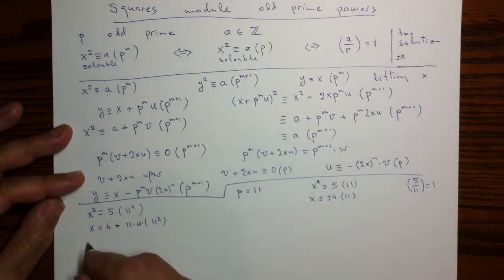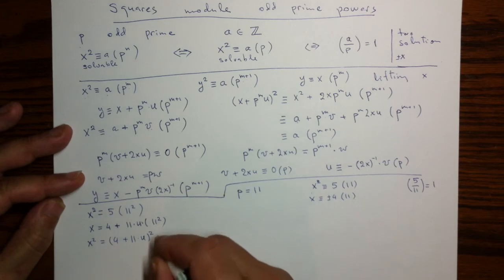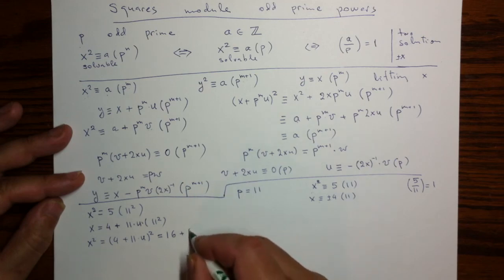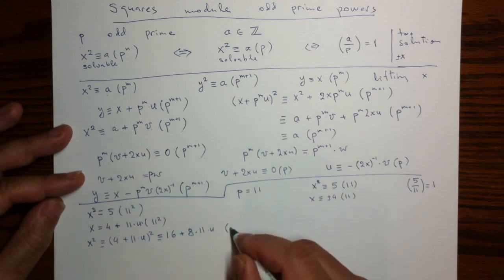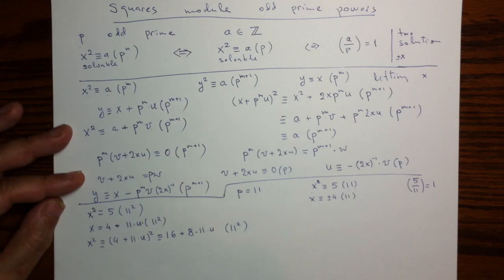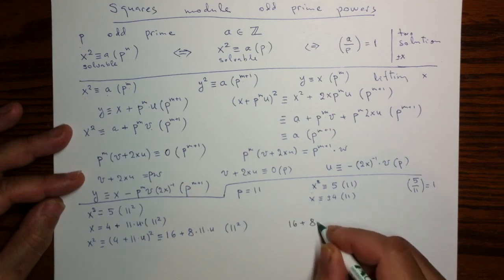So x squared, which is 4 plus 11u squared, has to be congruent to 5 mod 11 squared. What it is on the nose is 16 plus, I will write it as a product 8, which is 4 times 2 times 11u, and then there will be 11 squared, which is not interesting really, because I am reducing it all mod 11 squared. And now I have to match it with 5. So that's the condition really which is going to give me my u.